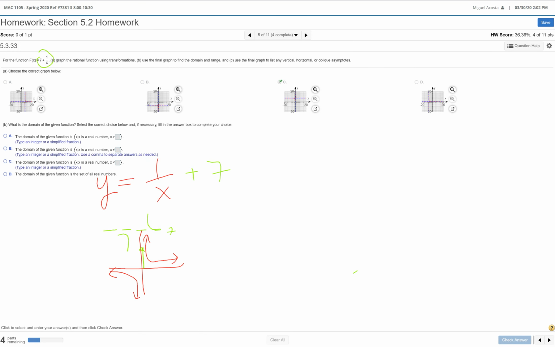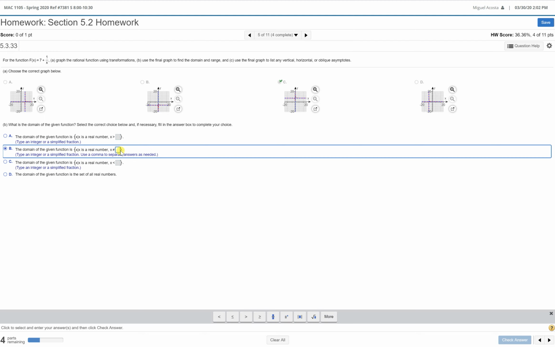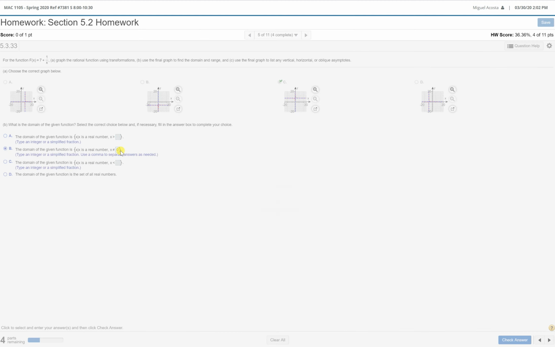Let me clear this out. Oh wait, no, we're still here. Okay, so domain. Now we have the picture. Well, actually, we don't have to do the picture. We can always look at the function. The one number you can't plug in is 0, because 1 divided by 0 is undefined. So we're going to say the answer is B.